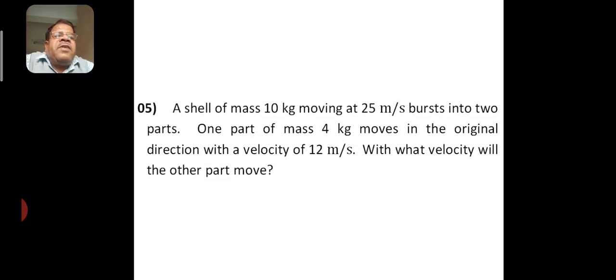A shell of mass 10 kg moving at 25 meters per second bursts into two parts. Observe here, M equals 10 kg, U equals 25 meters per second. One part of mass 4 kg, that is M1 equals 4 kg, moves in the original direction with a velocity of 12 meters per second, that is V1 equals 12 meters per second. With what velocity will the other part move?